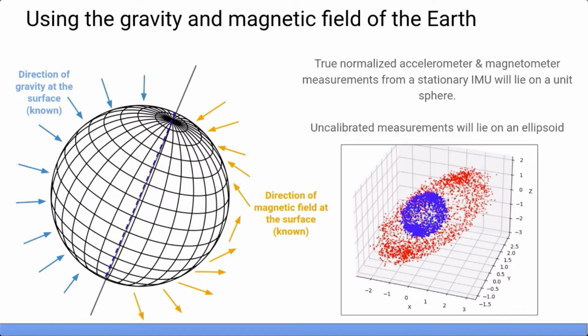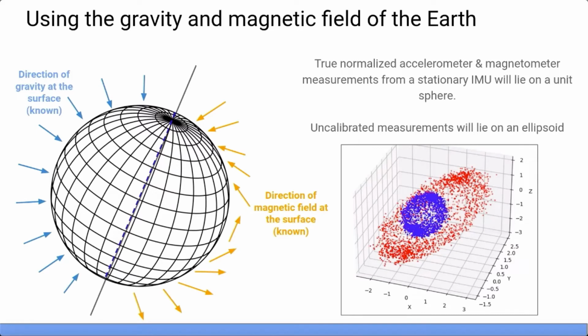So now if you turn the IMU around and keep the IMU in different orientations, the endpoints of this gravity vector or the endpoints of this acceleration vector will always lie on a sphere, because ideally the magnitude of the acceleration vector of a stationary IMU is always supposed to stay the same, and the same for the direction of the magnetic field. Now, if you normalize these measurements with respect to their magnitude, they will always lie on a unit sphere with its center at the origin.